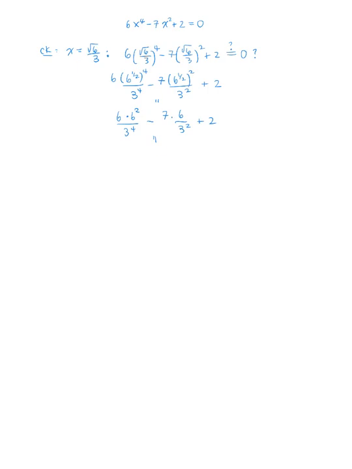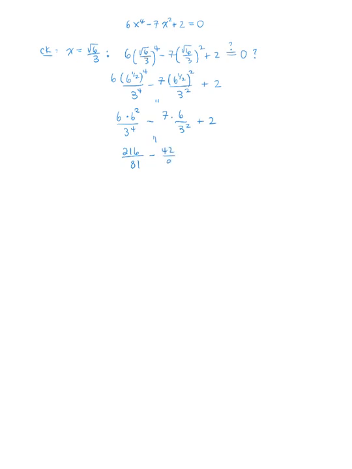So 6 times 6 squared is the same thing as 6 to the third. So if I multiply 6 three times, what do we get? 216. Now 3 to the fourth is 81. And then minus 7 times 6. Oh, I should have done that. So 7 times 6 is what? 42. Let me just erase this. Put a 42 there.